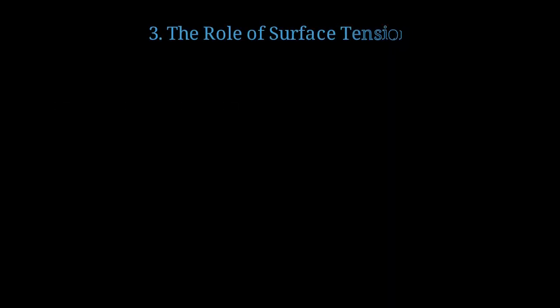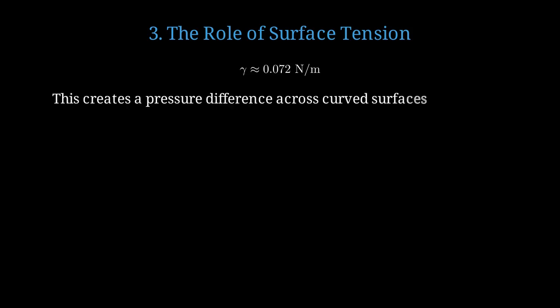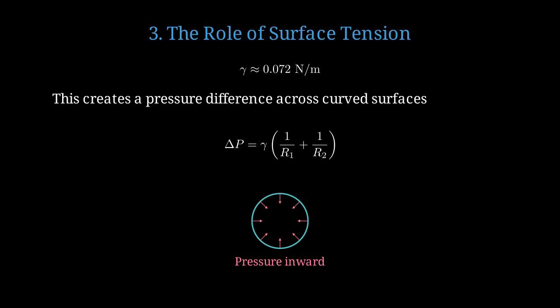Surface tension is the driving force behind coalescence. For water at room temperature, surface tension gamma is approximately 0.072 newtons per meter. Surface tension creates a pressure difference across curved surfaces, pulling the droplets together. The pressure difference equals gamma times the sum of inverse radii. This is the Young-Laplace equation. These pressure forces point inward, squeezing the liquid and driving the coalescence process forward.